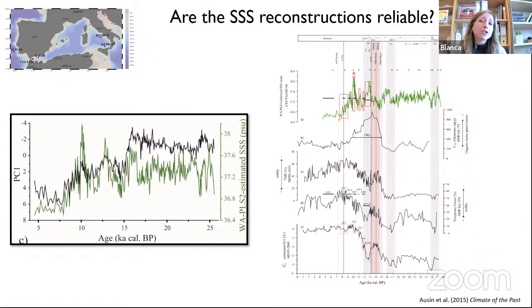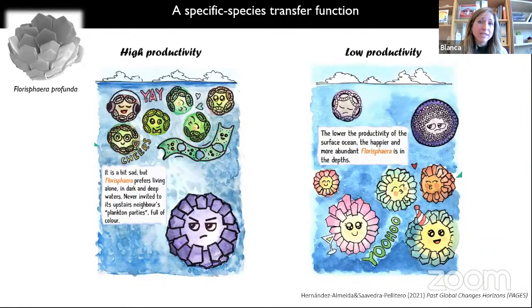Transfer functions based on microfossil assemblages are not the only option. There are specific species that show a clear affinity for distinct environmental conditions in relation to their fellows in the same plankton group. This is the case of Florisphaera profunda, which I'm sure all of you know. Florisphaera profunda is a coccolithophore species that inhabits the lower photic zone, typically below the deep chlorophyll maximum of the tropical and subtropical oceans.